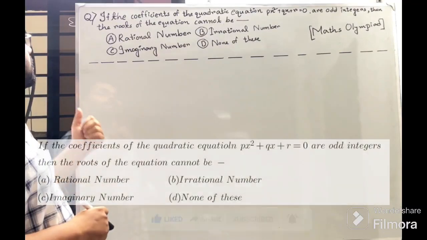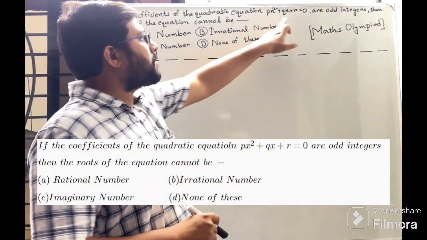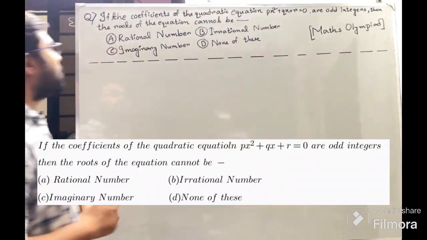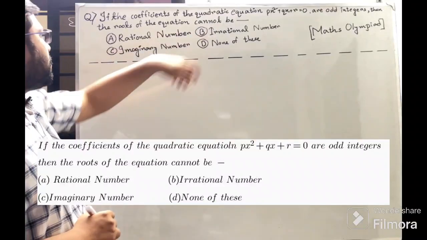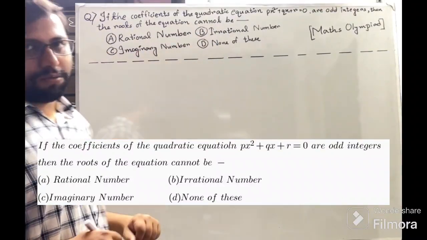If the coefficients of the quadratic equation px square plus qx plus r equal to 0 are odd integers, then the roots of the equation cannot be: rational number, irrational number, imaginary number, and none of these.